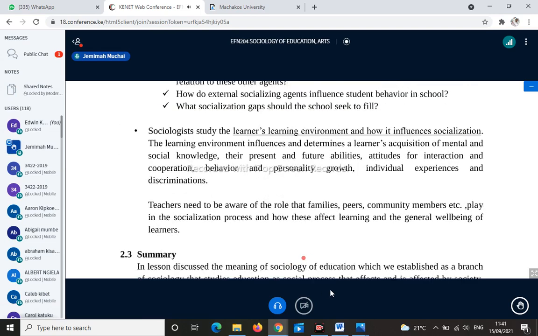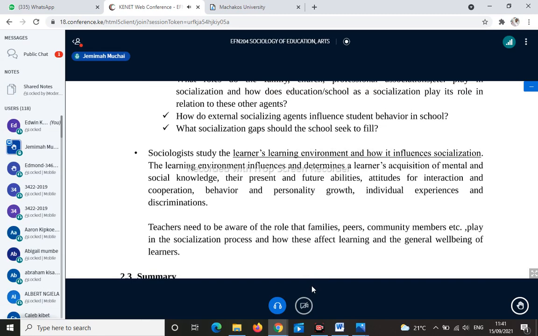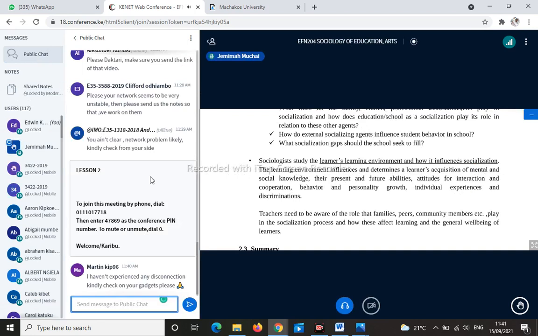I have seen so many hands being raised. You're not supposed to raise your hands during the lesson. You write on the public chat. I'm going to comment on what is on the public chat, because you are off the speaker. You cannot speak, but you can write on the public chat.